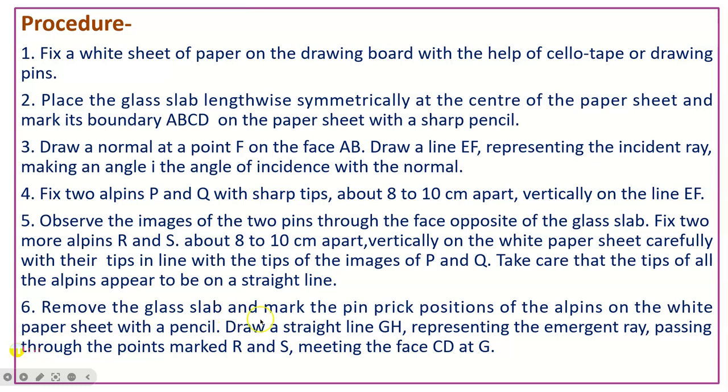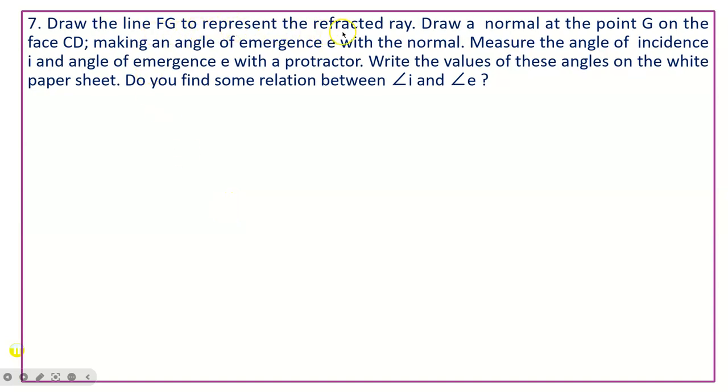Remove the glass slab and mark the pin prick positions of the alpins on the white paper sheet with a pencil. Draw a straight line GH representing the emergent ray passing through the points marked R and S, meeting the face CD at G. Draw the line FG to represent the refracted ray. Draw a normal at the point G on the face CD, making an angle of emergence e with the normal. Measure the angle of incidence i and angle of emergence e with a protractor. Write the values of these angles on the white paper sheet.